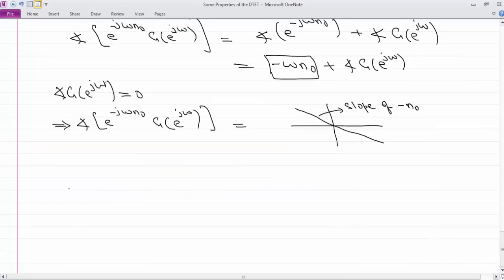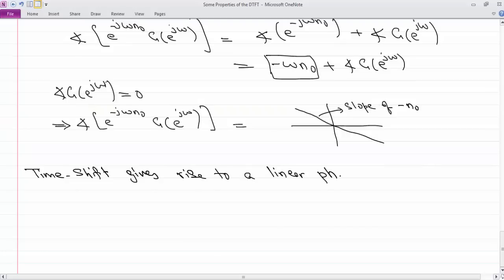So what this means is that time shift, the term that we use, gives rise to a linear phase shift in frequency. And this concept will come up again and again, that linear phase shift is not an undesirable aspect, because linear phase shift simply means shifting. Okay, we'll see that come up again and again.